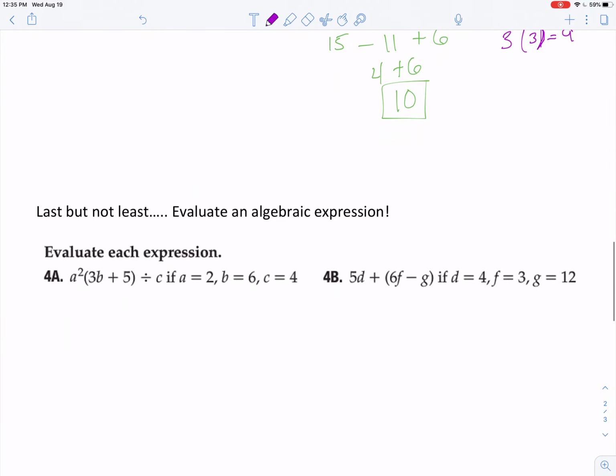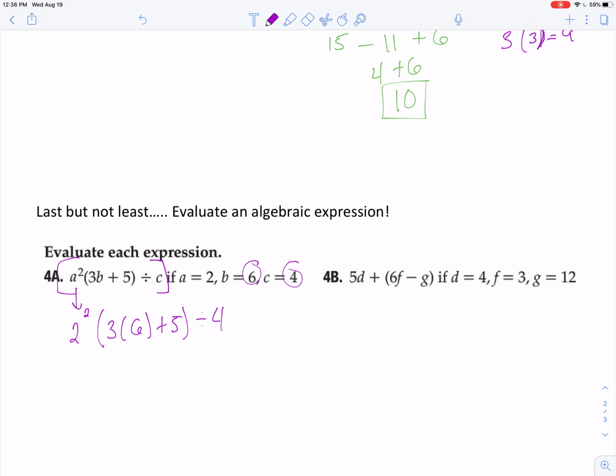We do also get to evaluate some algebraic expressions. So what you'll be doing here is they're going to give you some variables, and then they're going to tell you what the variables are. So you're just going to plug them in. Here would be the expression. It's all the stuff before it says if. And then back here it says a equals 2. Great, plug that in. 2 squared. Parentheses 3, what's b? 6. Great, write that down. Plus 5, close parentheses, divided by c, which is 4.